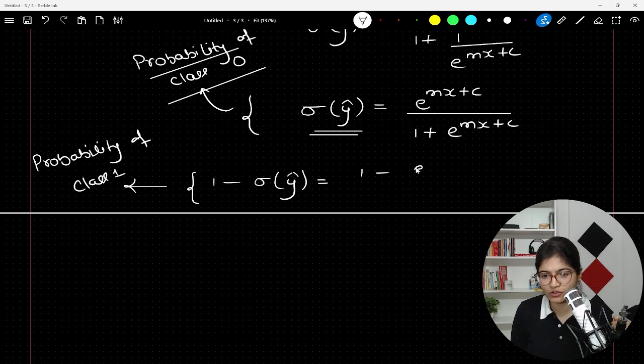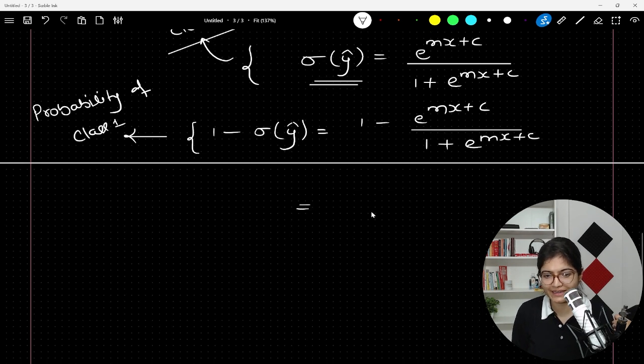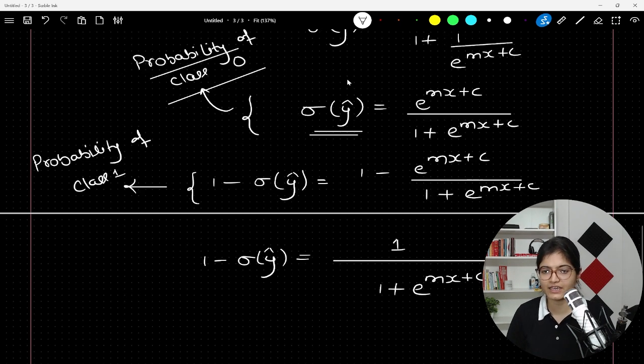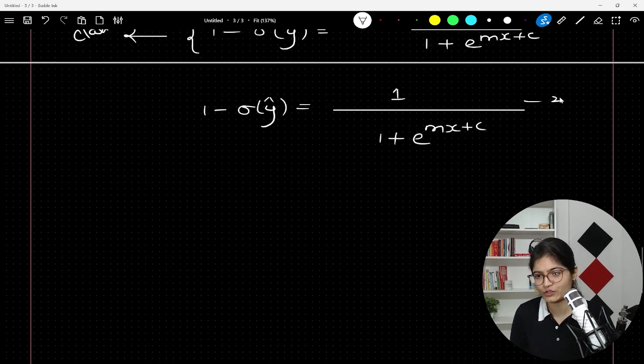If you try to solve this equation, you can again take an LCM: 1 plus e to the power mx plus c, and 1 plus e to the power mx plus c minus this will come out to be this. So what you can observe here is that this is the equation number 1 which we are getting, and this is the equation number 2 which we are getting.